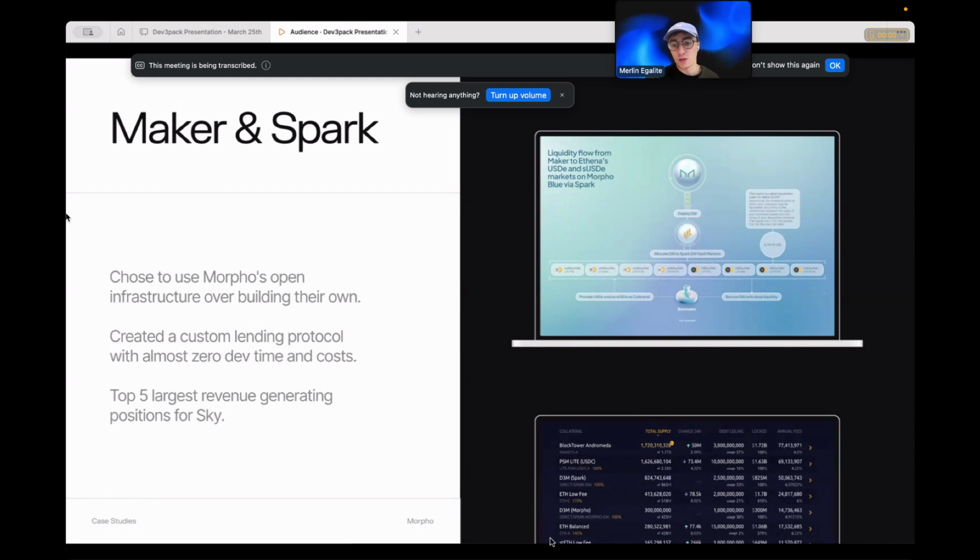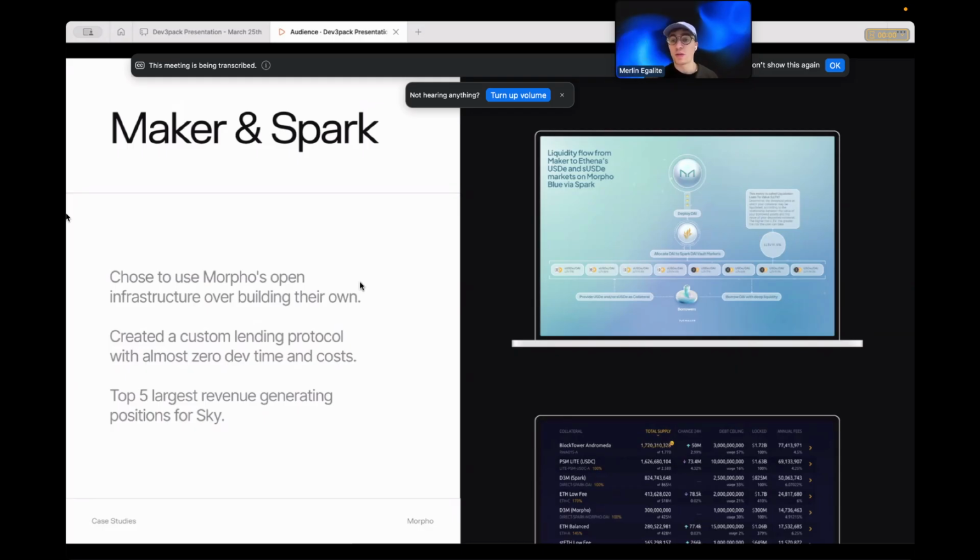And at some point, it was generating almost 100 million of revenue per year on Morpho. So it was a pretty lucrative project that they created, and they used the Morpho markets and the Morpho Blue protocol as a primitive and as a lending protocol to make this happen.